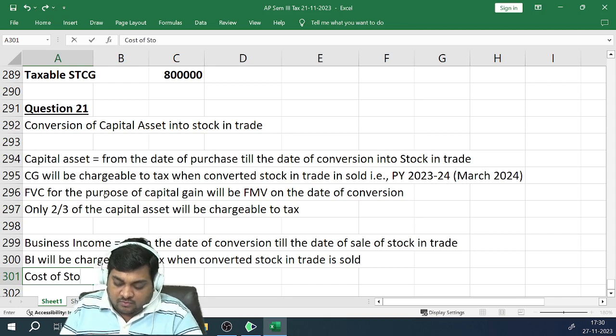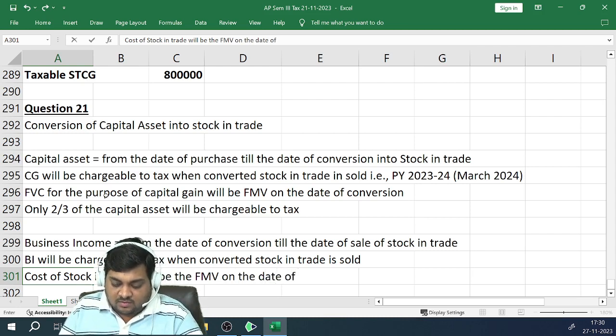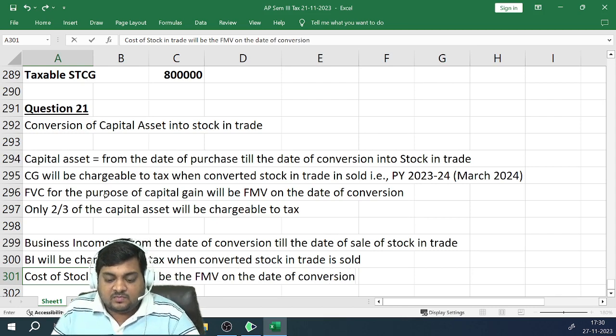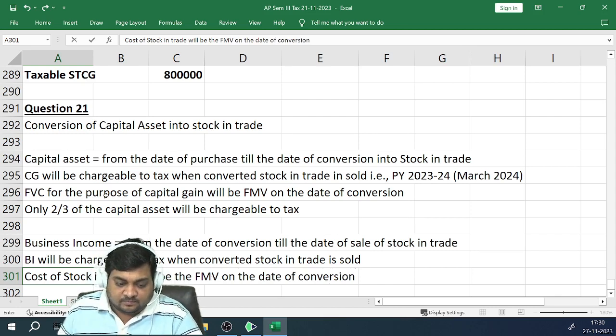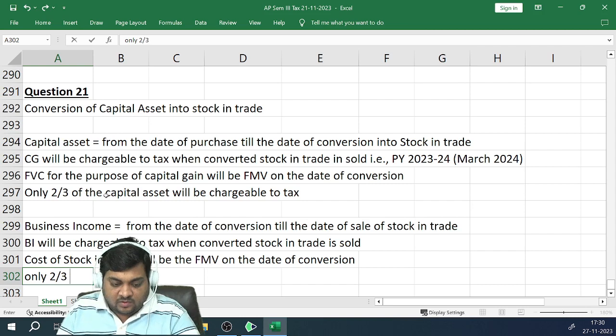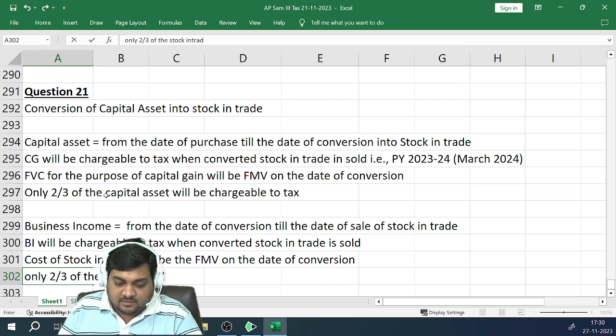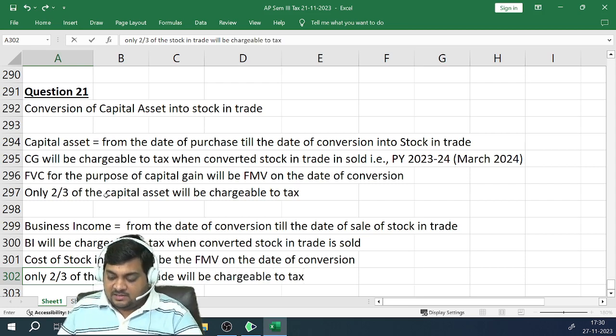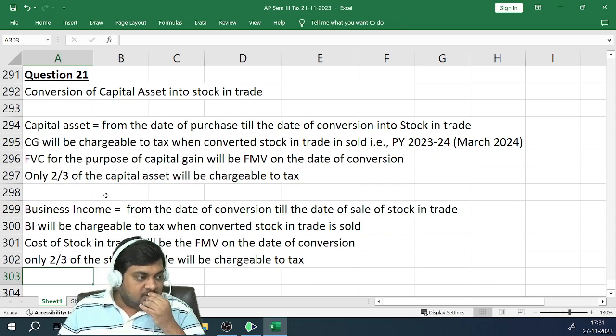Cost of stock in trade will be the fair market value on the date of conversion. Only 2/3 of the stock in trade will be chargeable to tax. So these things you need to note.